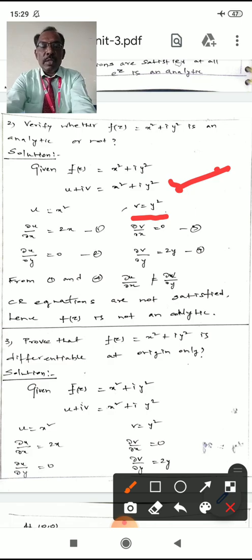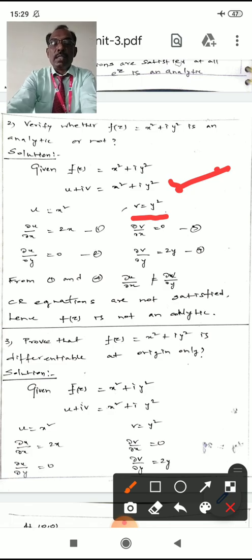Here v value is y squared, so dou v by dou x is 0 and dou v by dou y is 2y. So dou v by dou x equal to 0, equation number 3. Next one, dou v by dou y equal to 2y, equation number 4. From 1 and 4, from the first equation the answer is 2x, the fourth equation answer is 2y, they are not equal, so CR equations are not satisfied.